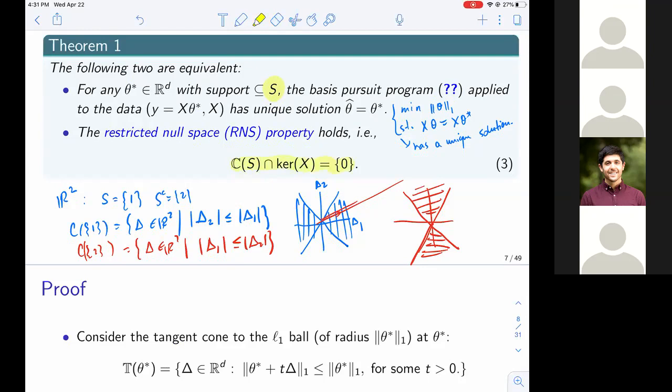I'm not saying it's always going to be like that. This statement is saying that the statement is equivalent to that condition. I see. Okay.